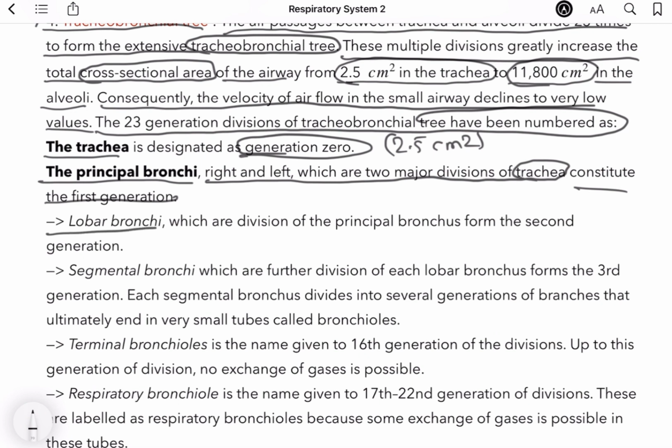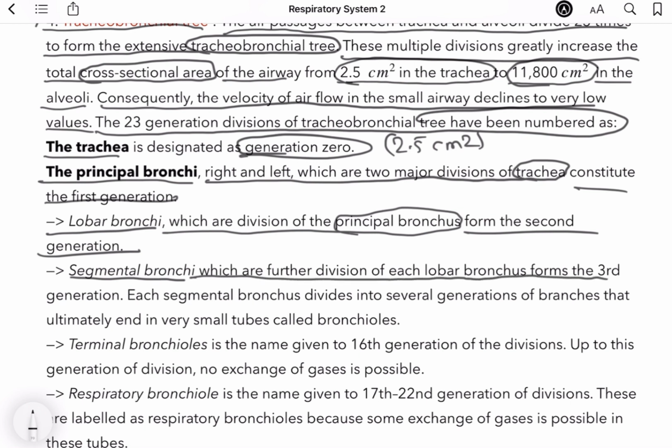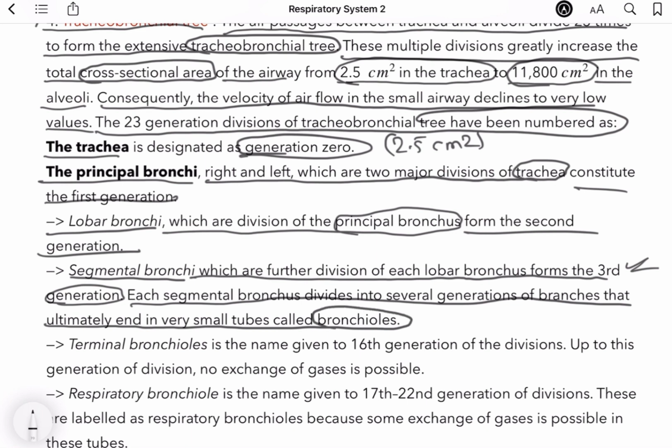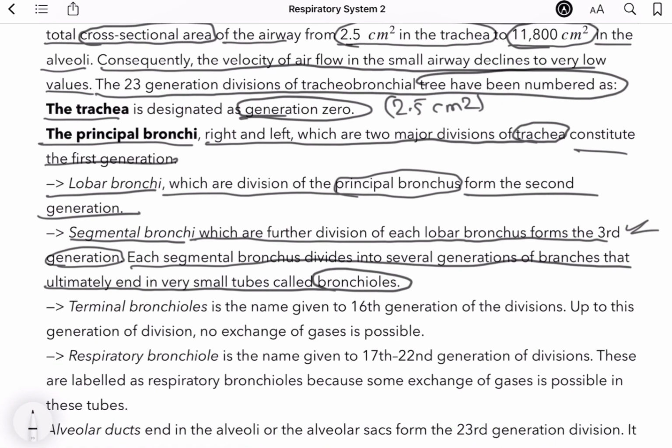Then come the lobar bronchi, which are divisions of the principal bronchus, and form the second generation. Then the segmental bronchi, which are further divisions of each lobar bronchus, form the third generation. Each segmental bronchus divides into several generations of branches that ultimately end in very small tubes called bronchioles. Then terminal bronchioles is the name given to the 16th generation of the divisions.